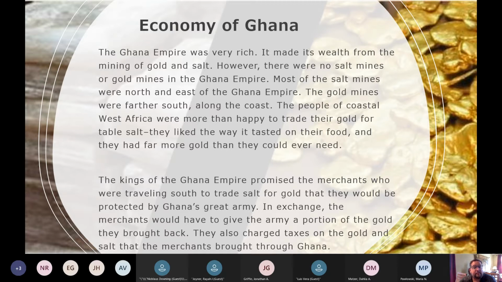The kings of the Ghana Empire promised merchants who were traveling south to trade salt for gold that they would be protected by Ghana's great army. In exchange, the merchants would have to give the army a portion of the gold they brought back. They also charged taxes on the gold and salt that the merchants brought through Ghana. So they didn't get rich because they had the salt and gold. They got rich because the salt and gold is all around them, and they manipulated it to their benefit.